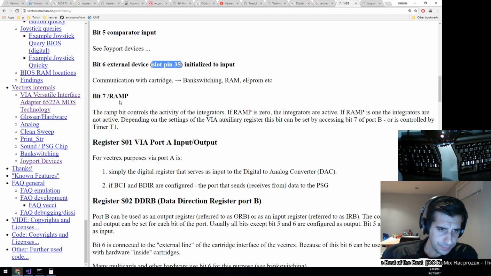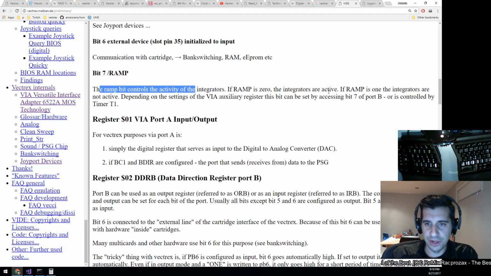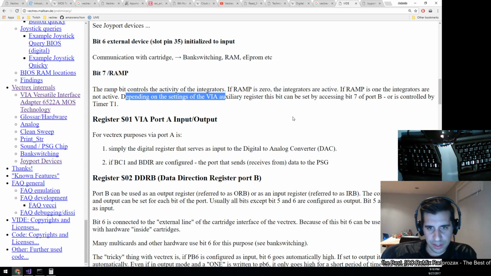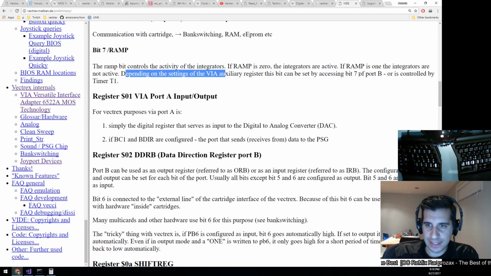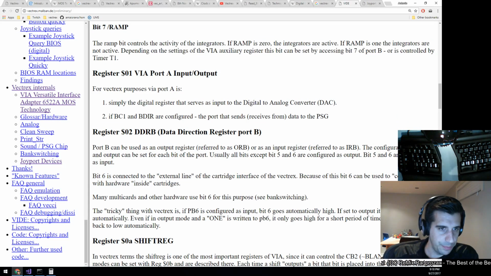So here, this is what we already know. Bit 7, ramp. The ramp bit controls the activity of the integrators. If ramp is 0, integrators are active. If ramp is 1, integrators are not. Depending on the settings of the VIA, registers can be set by accessing bit 7 of port B, or it is controlled by timer. So this we pretty much nailed, or seemingly so.